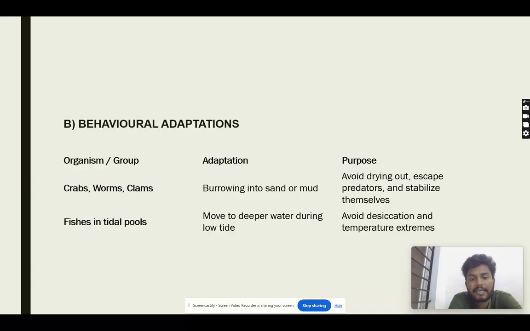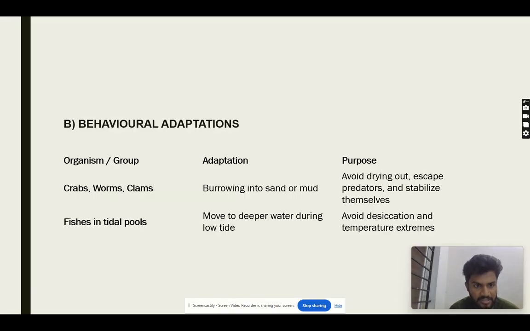Then come the fishes in tidal pools. They move to deeper water during low tide. When low tide happens, dissolved oxygen is necessary for them to survive, right? So during low tide conditions, they move to the deeper part of the zone so that dissolved oxygen is available for them in plenty, and this avoids desiccation and temperature extremes. Fishes can't survive in extreme hot temperature, right? So they move to the deeper part of the water to avoid desiccation, drying, and other things.